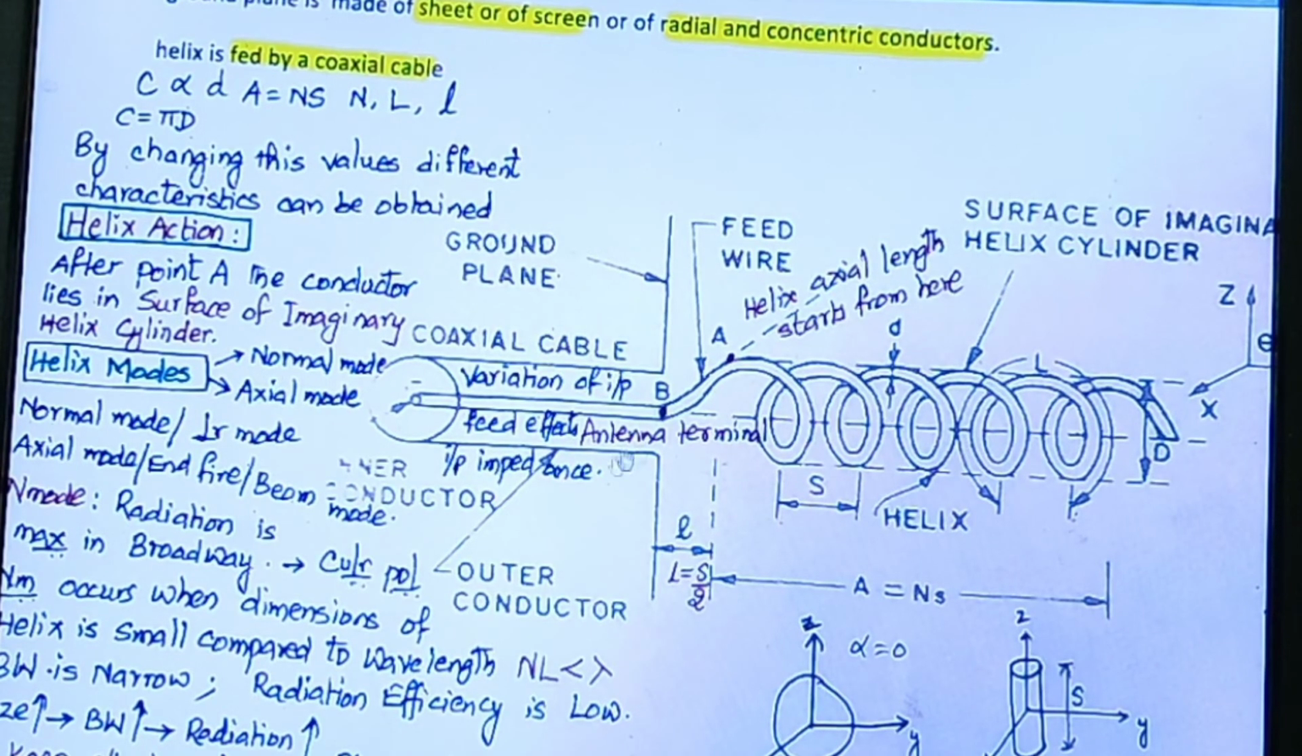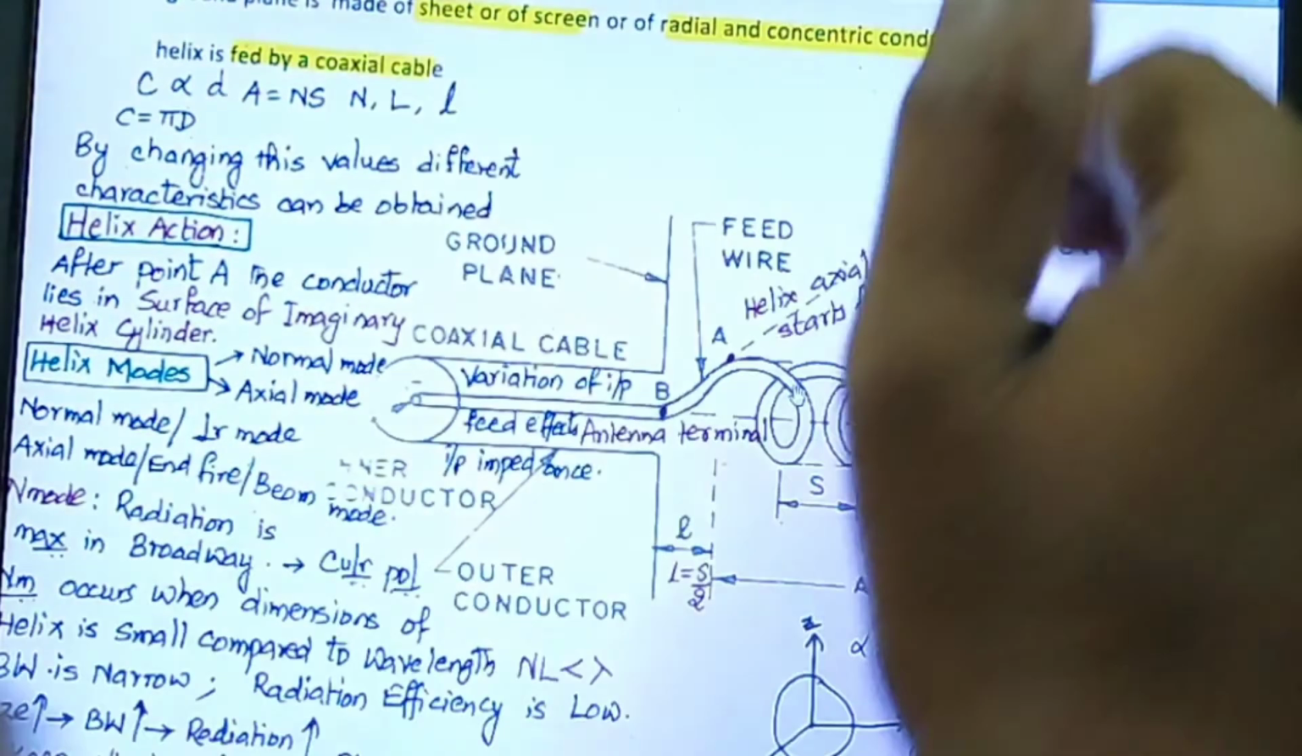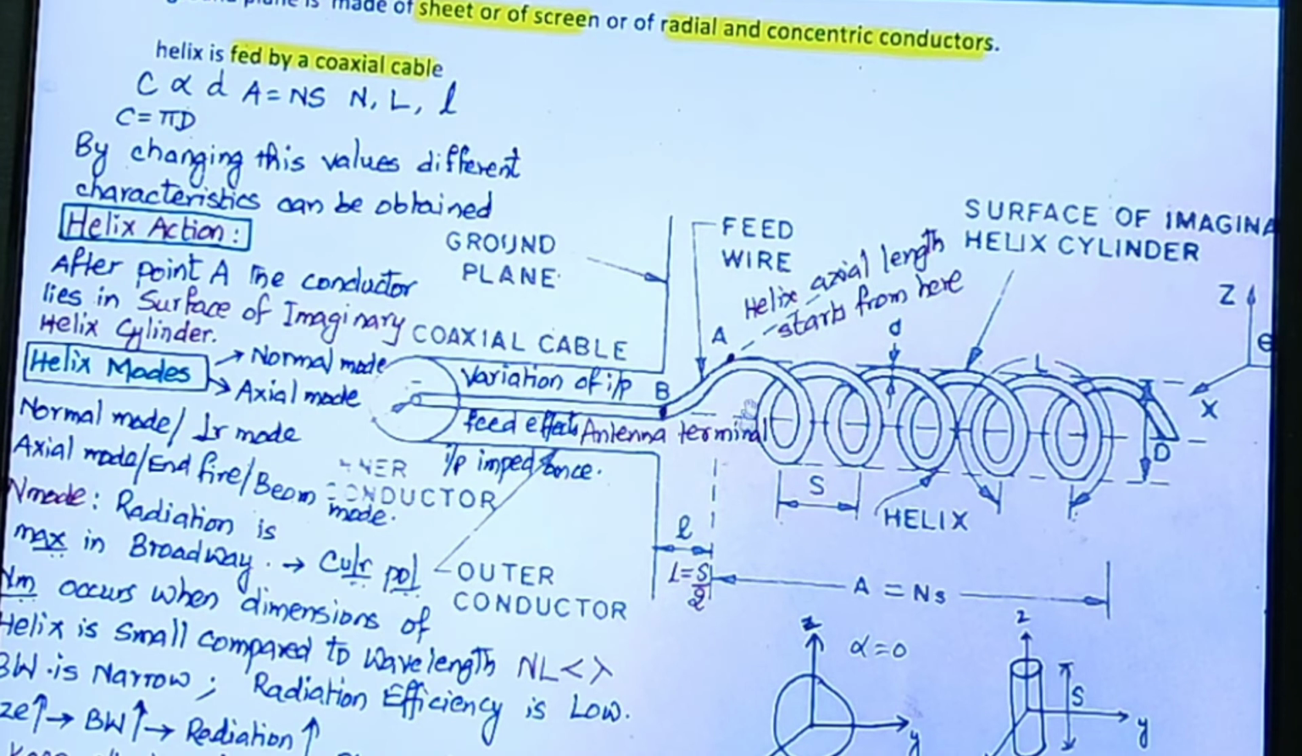Similarly, now let us understand what the helix action is. After point A, the conductor lies on the surface of an imaginary helix cylinder. So, from here onwards it is a three-dimensional picture. It is left into free space from point A. Up to here it is a straight line, but from here it turns and makes a helix in space. Therefore, after point A, the conductor lies on the surface of an imaginary helix cylinder.